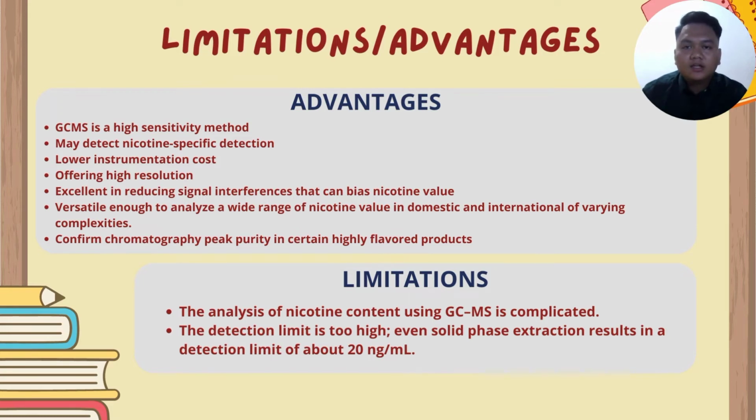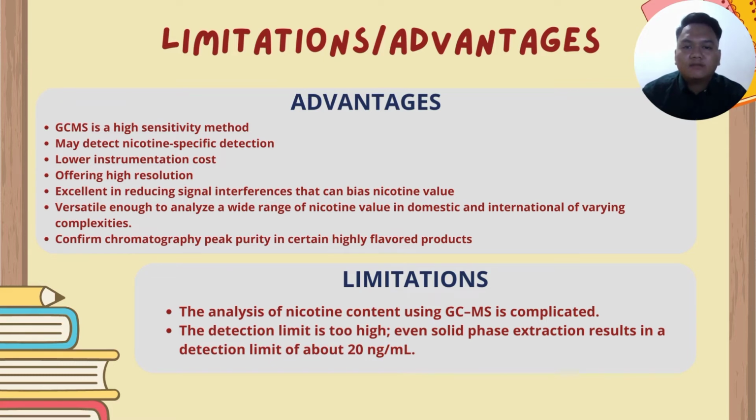For the advantages, GCMS is a highly sensitive method. It can detect nicotine-specific detection, has a lower instrumentation cost, offers high resolution, is excellent in reducing signal interference that can bias nicotine value, is versatile enough to analyze a wide range of nicotine value in domestic and international samples of varying complexities, and can confirm chromatography peak purity in certain highly flavored products.